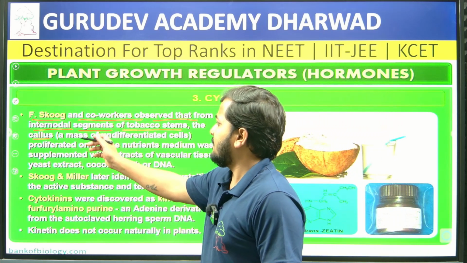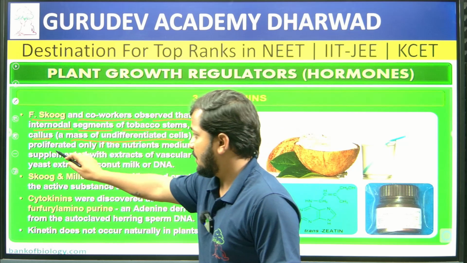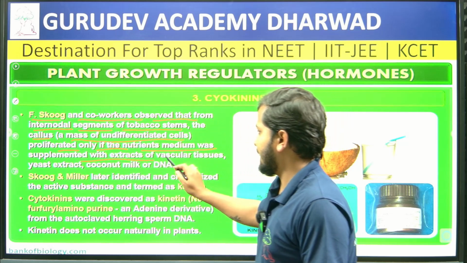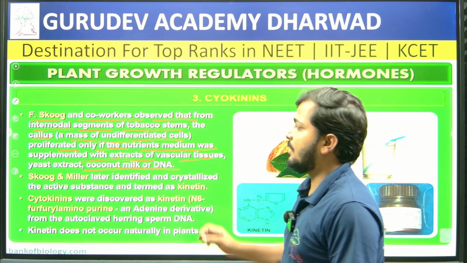Callus is mainly an undifferentiated mass of cells, which proliferates only if the nutrient medium is supplied with extract of vascular tissues, yeast extract, coconut milk or DNA.